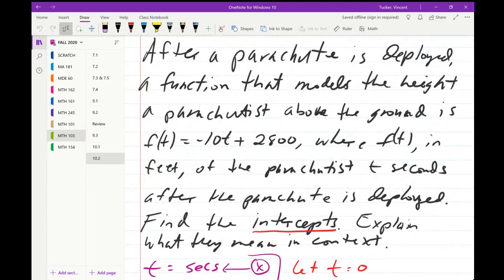All right, so let's use that same concept in the application. It says after a parachute is deployed, a function that models the height of a parachute above the ground is f of t equal to negative 10t plus 2800, where f of t is in feet, of the parachute t seconds after the parachute is deployed. Find the intercepts. Explain what they mean in context. So I'll give you a chance to write that out.